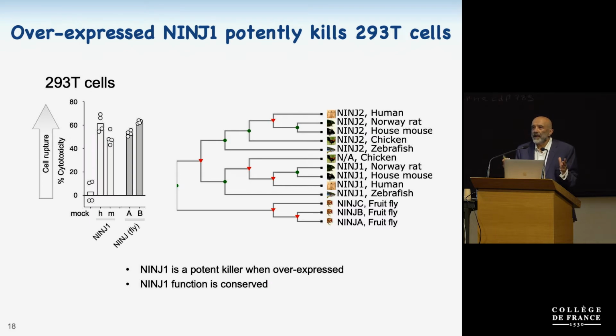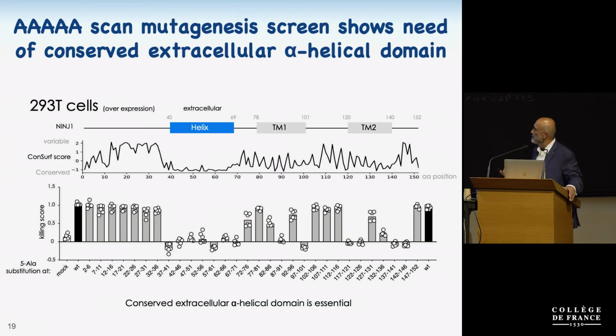We need a surrogate. And one surrogate is, if you just overexpress NINJ1, this is human and mouse in 293T cells, they're going to obliterate those cells. They're going to shatter the plasma membrane. And that is true also with the fly NINJ. Fly NINJ expressed in human 293T cells obliterates those cells, shatters their plasma membrane. It's highly conserved. Anyway, this overexpression serves as a surrogate assay.